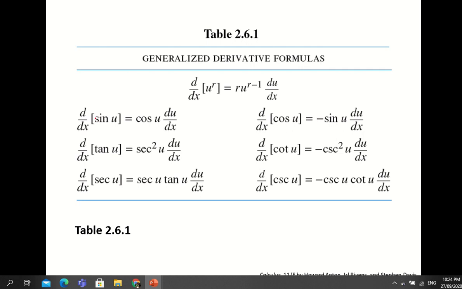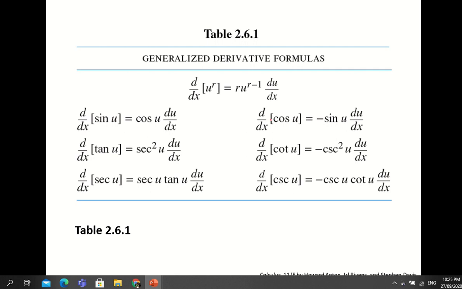Now if you have the sine function or the trigonometric functions, the derivative of sine u with respect to x is equal to cosine u times the derivative of u with respect to x. For tangent, the derivative of tangent u with respect to x is equal to secant squared u times the derivative of u with respect to x. For secant, the derivative of secant u with respect to x is equal to secant u times tangent u times the derivative of u with respect to x.